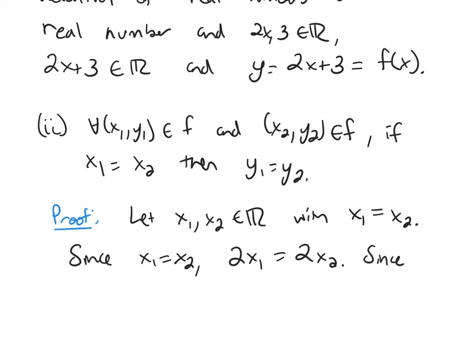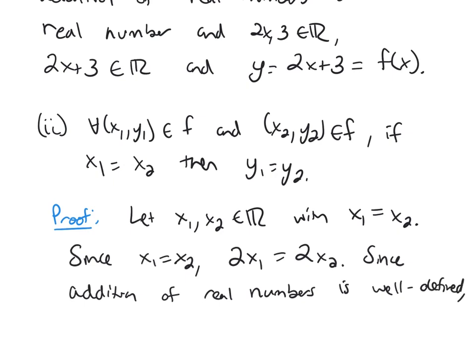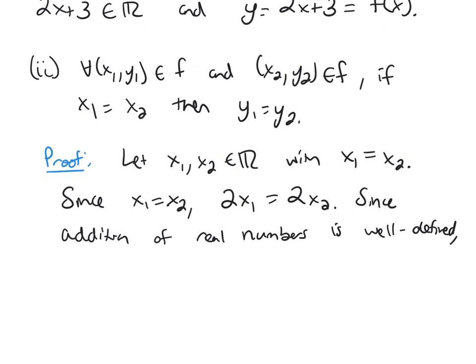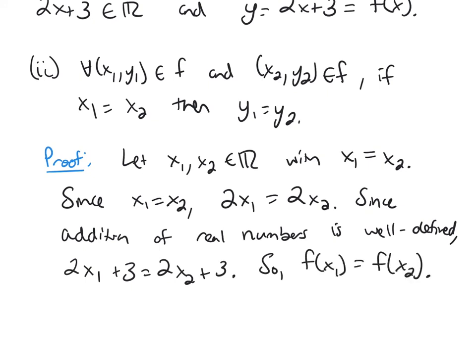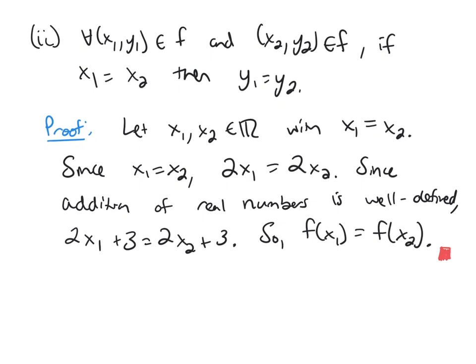And since addition of real numbers is well defined, when I add 3 to two equal values, it's going to stay equal. So 2x1 plus 3 equals 2x2 plus 3. So f of x1 equals f of x2. And that completes the proof of part 2. So we showed that f is in fact a function because we checked the two conditions in the definition.